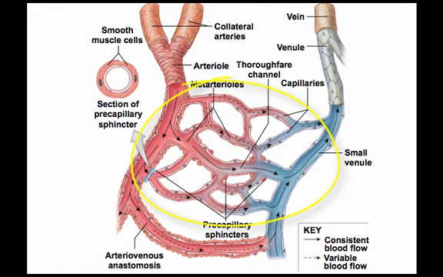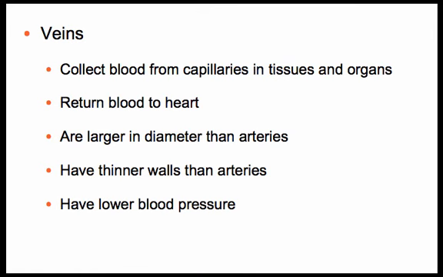Capillaries are arranged in capillary beds. The capillary beds connect one arteriole to one venule. Venules are very small veins. The venules merge to form medium-sized veins that merge to form larger veins that bring blood back to the heart. The veins collect blood from capillaries in tissues and organs.